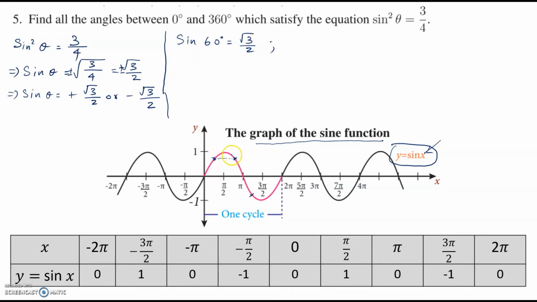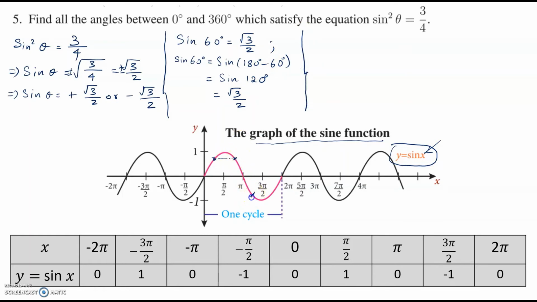And the second situation, where it is root 3 by 2, is 90 plus 30, or you can say it's 180 minus 60. So we know that sine 60 degrees can be written as sine of 180 degrees minus 60 degrees. Okay, so this is nothing but sine 120 degrees, and that's equal to root 3 by 2. So this is for the positive root 3 by 2.